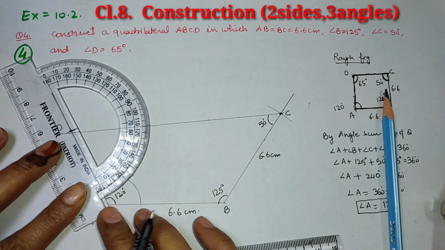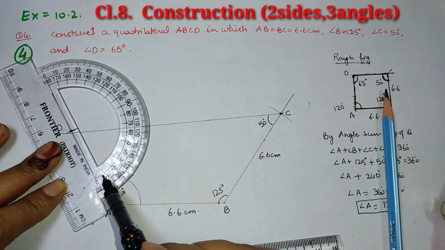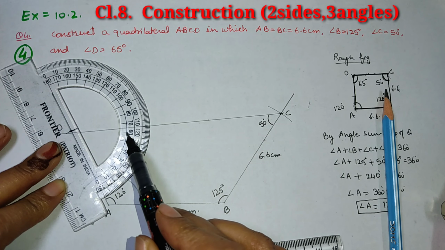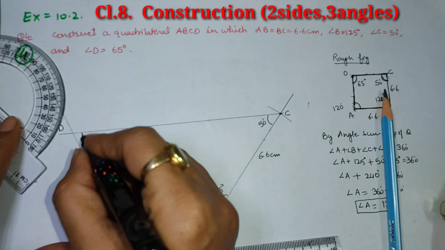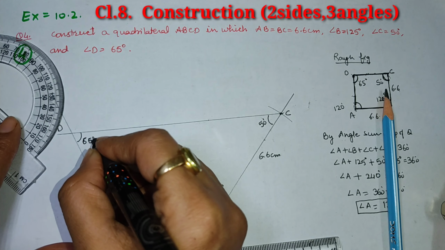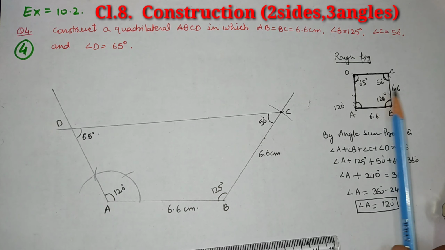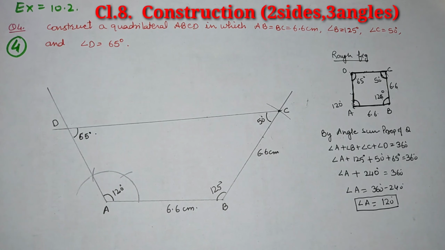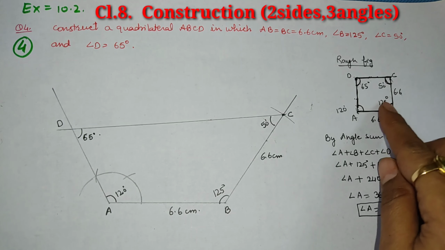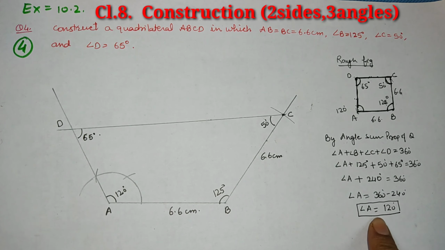See, the baseline is on the left hand side: 0, 10, 20, 30, 40, 50, 60 and 65. Your exact angle D is 65 degrees, without drawing it. I hope you understand how to draw this quadrilateral when three angles are given, but instead of three angles you have to find out the fourth angle also to construct the quadrilateral.